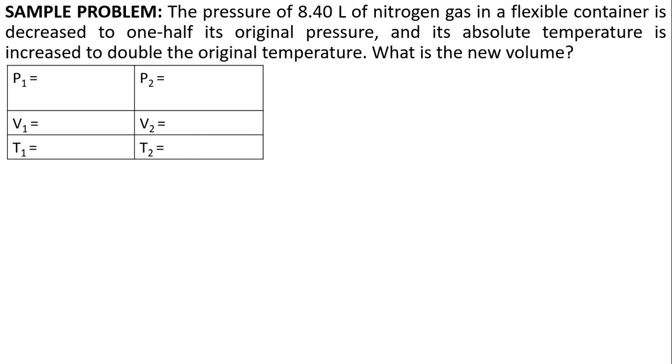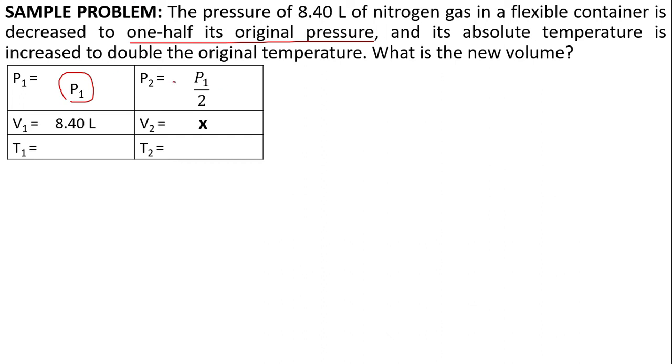Again, we start with a table and insert all the given. Since we're looking for the new volume, which is the final volume, or V2, let's make it X. Then V1 is 8.40 liters, right? There's no pressure given, so I'll write P1 as P1. It says here that the pressure is decreased to 1/2 its original pressure. This is our original pressure, right? And you want to divide this by 2. So P2 will be P1 over 2.